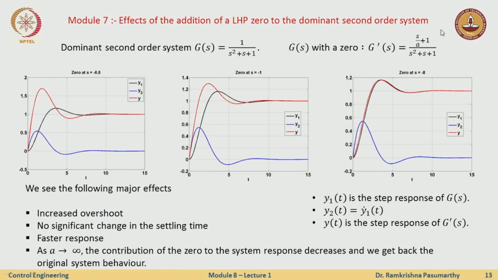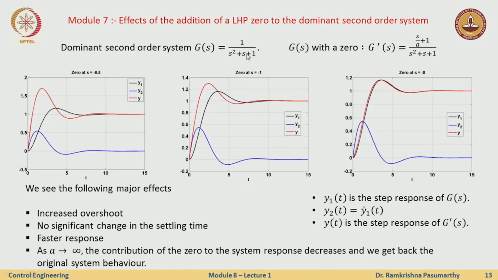Okay, so let's start with this system and say I am adding a 0 at s equal to minus 0.5. Here y1 is the step response of this system, and y2 is just adding a derivative, y1 dot, and y is the total response. Now I add a 0 at s equal to minus 1, and I see that the red and the black lines actually are coming closer to each other.